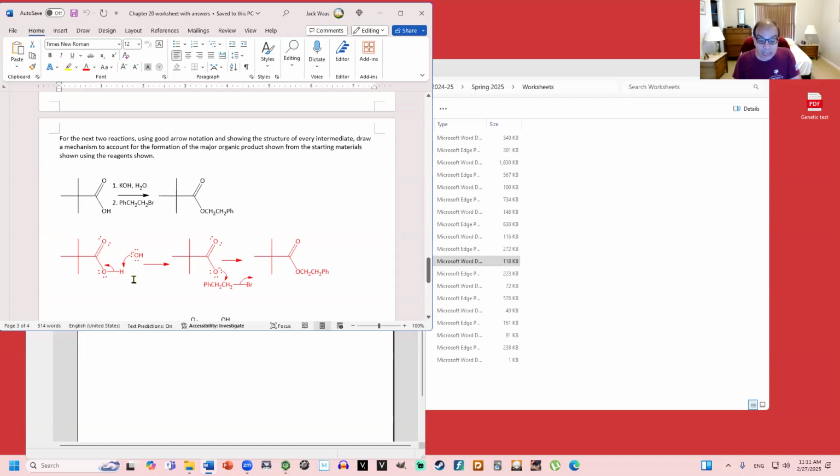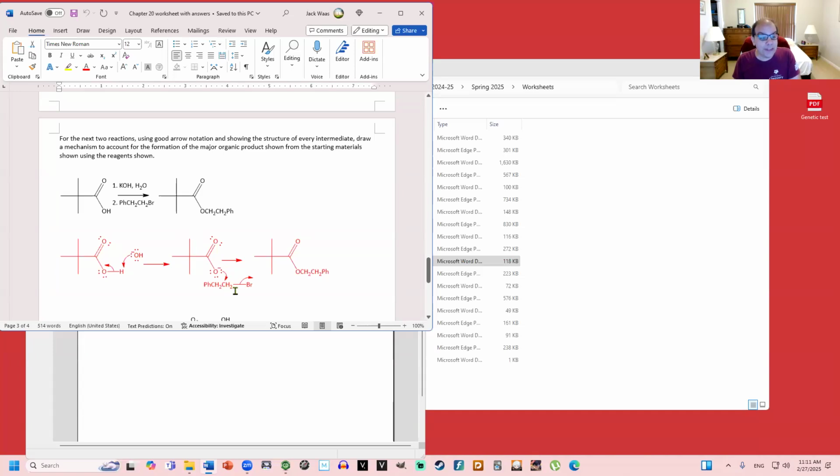So notice that I've not written K plus anywhere. I've not shown a potassium-oxygen bond. Remember, metals don't form covalent bonds with oxygen. So we don't even acknowledge the potassium ion. It plays no role in the reaction. It's just a spectator ion. Anyway, that gives us the carboxylate ion.